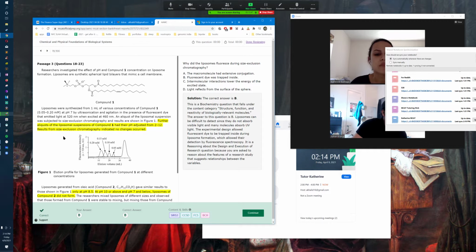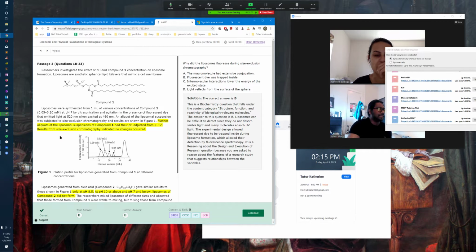Figure 1, the text below says elution profile for liposomes generated from compound 1 at different concentrations. I was wondering how you would know that this is relating to that. It says result: they did size exclusion chromatography for both different concentrations and different pHs, right? And they're only showing the graph for the different concentrations because there were no changes occurring with changing pHs. Now, my question was, how is fluorescence intensity related to all of this?